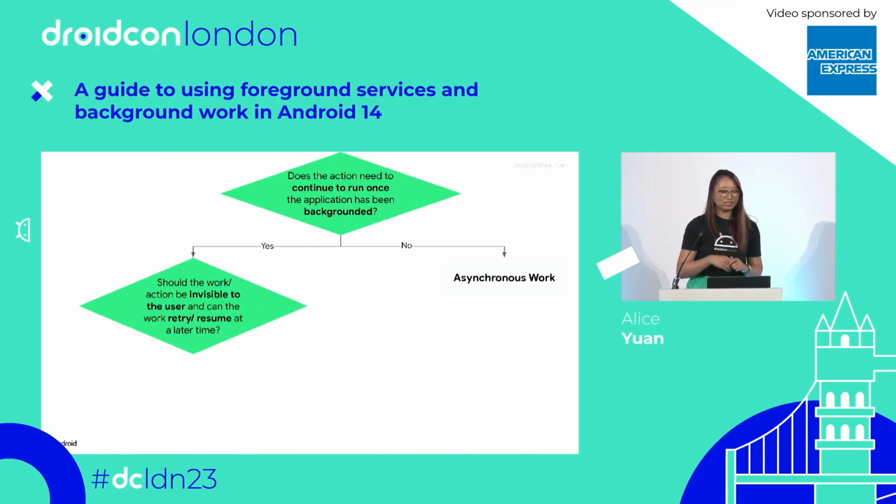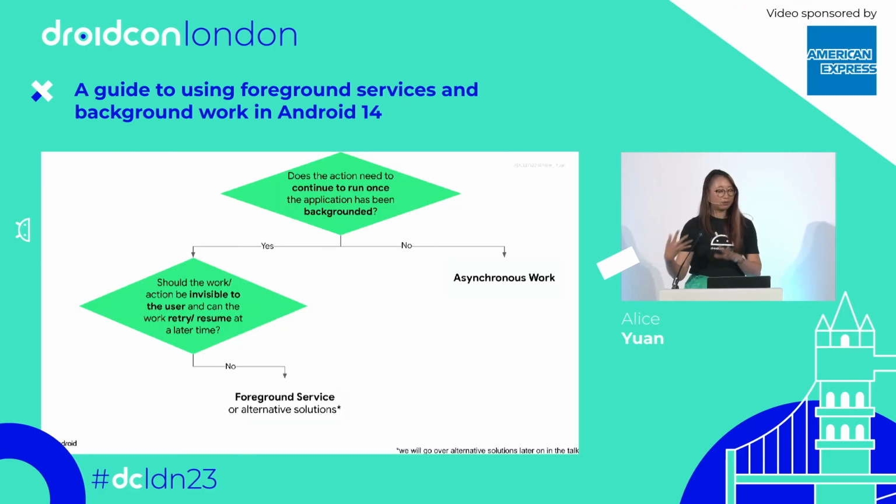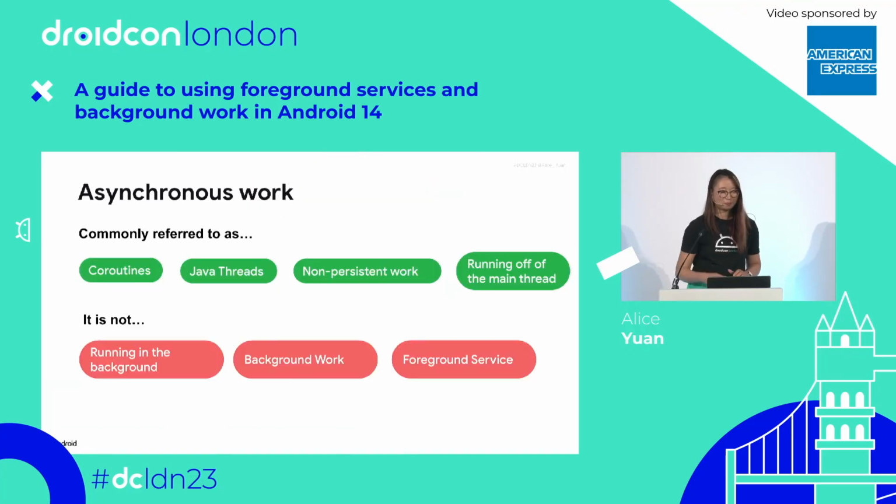If it does, you can ask the second question: should the work be invisible to the user, and can the work be retried or resumed at a later time? If not, it's most likely foreground services or the alternative APIs that I'll cover later. And finally, if it can be invisible and resumed, then it's background work. Again, this is a very simplified diagram. We're going to go over the nuance later.